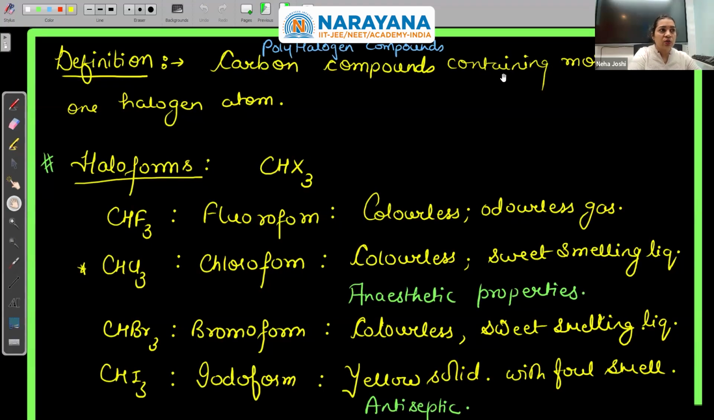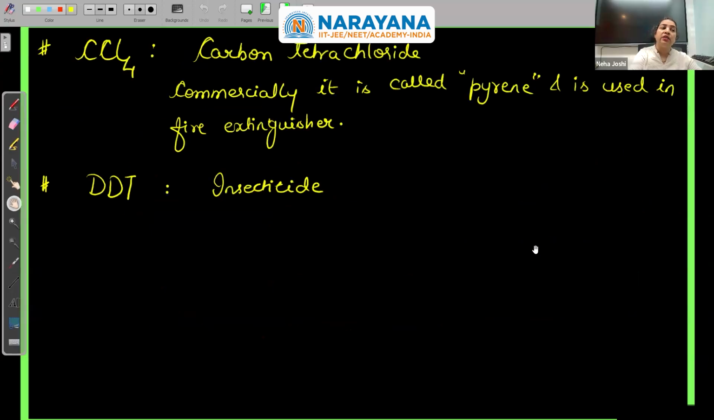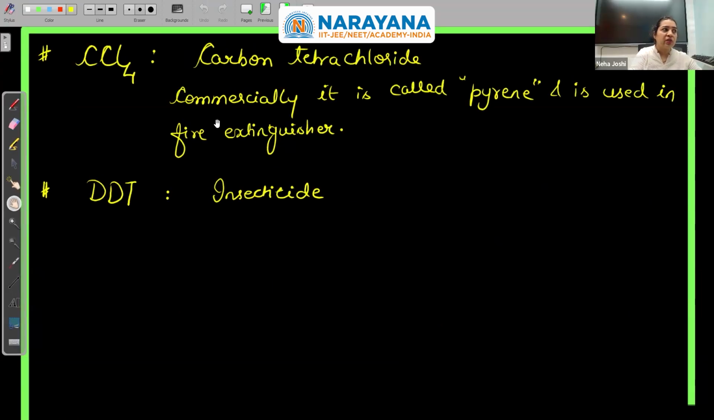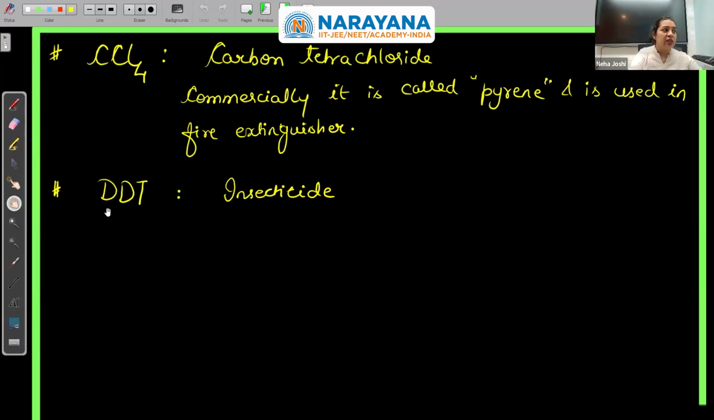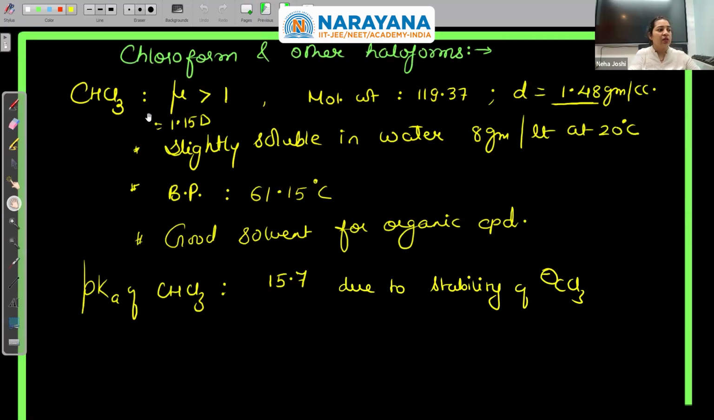So definition, as I have already told, containing more than one halogen will be polyhalogen. Haloform, CHX3: fluoroform, chloroform, bromoform, iodoform. Now, iodoform is a yellow solid with a foul smell. It has the smell of iodine, that is why it is used as an antiseptic. Chloroform is a colorless, sweet smelling liquid and has anesthetic properties. CCl4, carbon tetrachloride, commercially it is known as pyrene. It is used as a fire extinguisher. DDT, which is used as an insecticide. Chloroform and other haloforms. See, remember all these data.